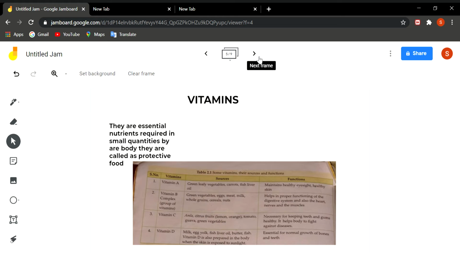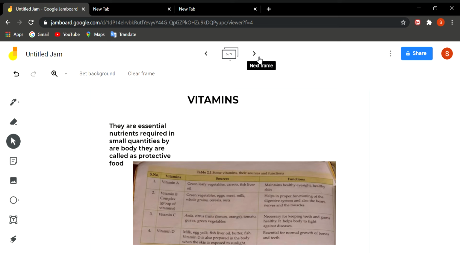Then the last type of vitamin is vitamin D. It is found in milk, egg yolk, fish liver oil, butter. It is also prepared in the body when the skin is exposed to sunlight. Sunlight is a very good source of vitamin D. That is why you must have seen that newly born children are kept in the early sunlight for some time. And the main function of vitamin D is that it is essential for the normal growth of our bones and teeth.